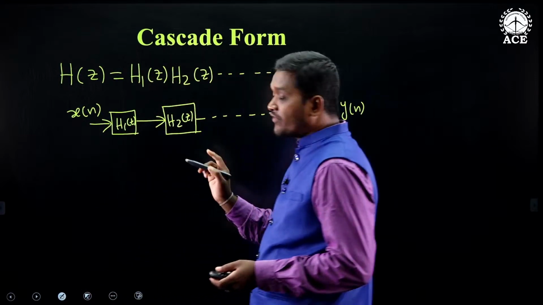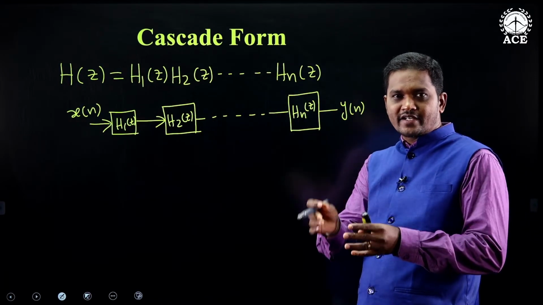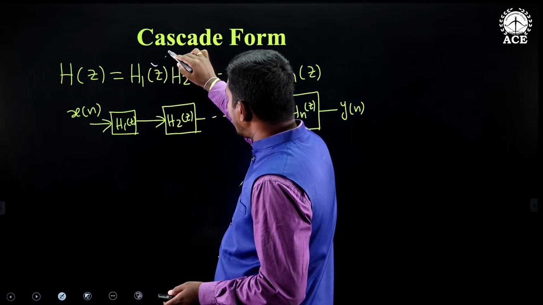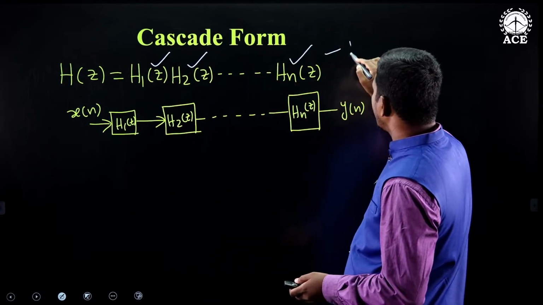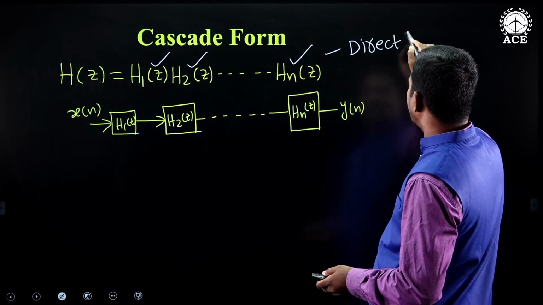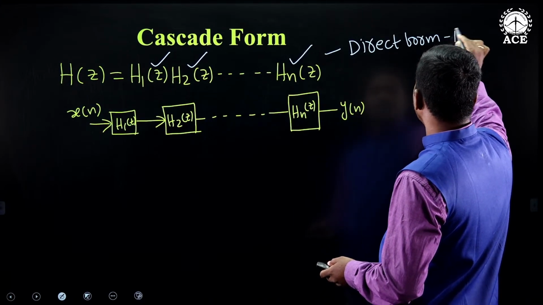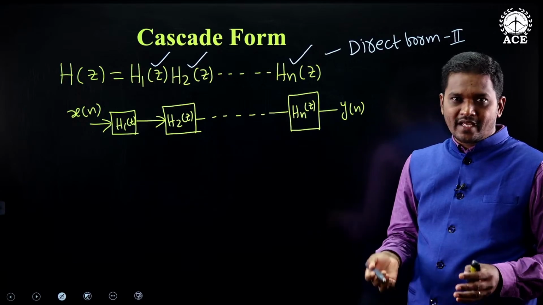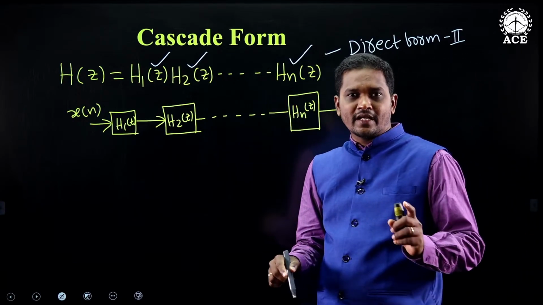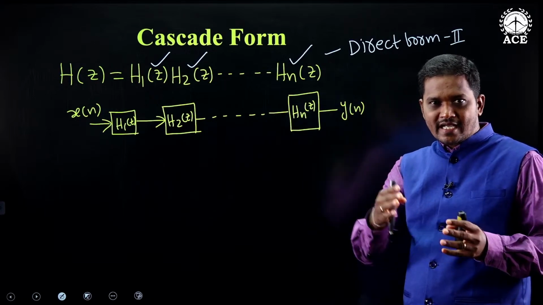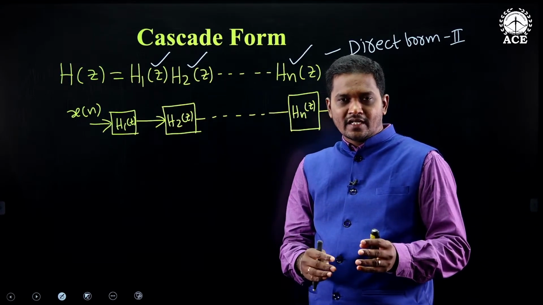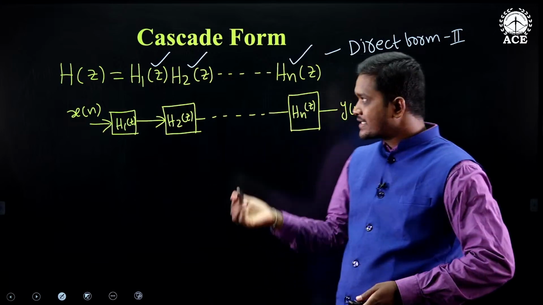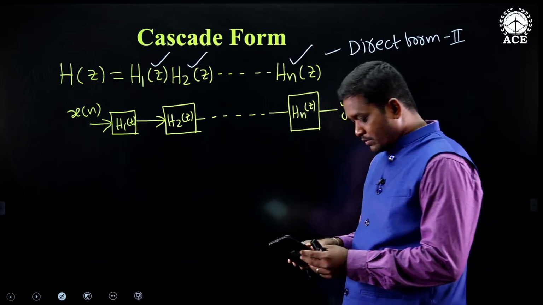After dividing the transfer function H(z) as H1(z), H2(z) up to Hn(z), the very important next step is to realize H1(z), H2(z) up to Hn(z) by using the direct form 2 method. This is the fundamental principle in cascade form: convert H(z) as H1(z), H2(z) up to Hn(z), and then realize each in direct form 2. Let us see one problem so you can easily understand. Any doubt, please post.